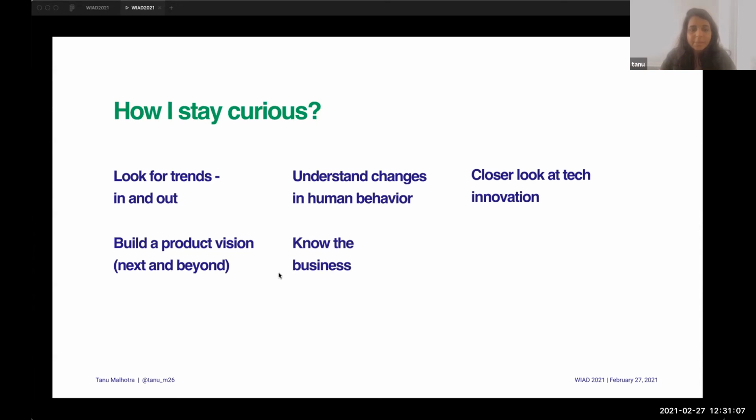And then knowing the business is also important, because that is something which you are designing for and you would be creating a robust user experience for. So if you know how your business is working and how this would evolve in future, that would also keep your ideas and your vision future proof.